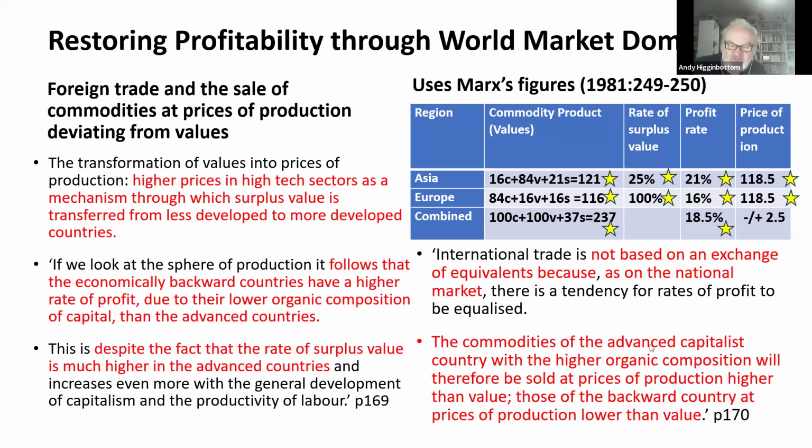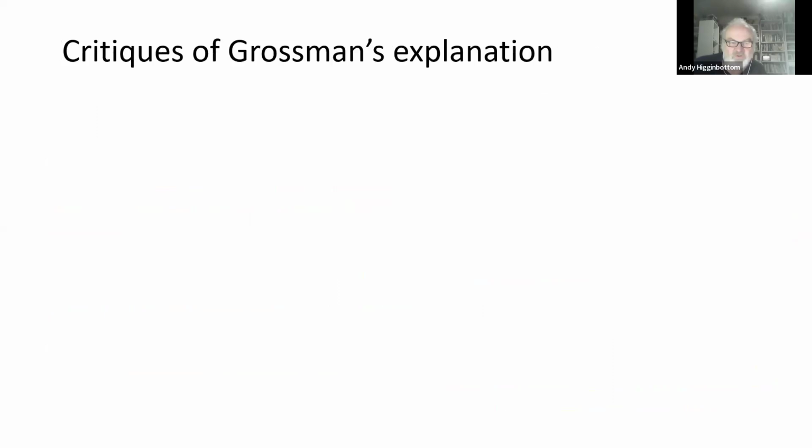And this is that the commodities of the advanced capitalist country with the higher organic composition will therefore be sold at prices of production higher than their values. Those of the backward country, excuse the language, but there we are, at prices of production lower than their values. And this is explaining an unequal exchange. What this means is that some commodities are being sold below their values, and on the other hand, some are being sold above their values, according to the region in which the workers produced them. Now, this happens to be extremely important in terms of theory of imperialism.